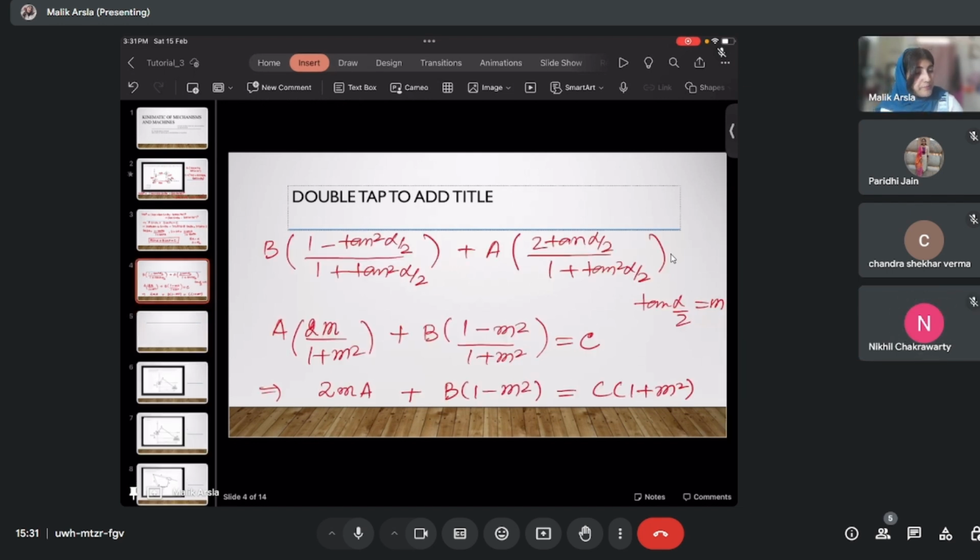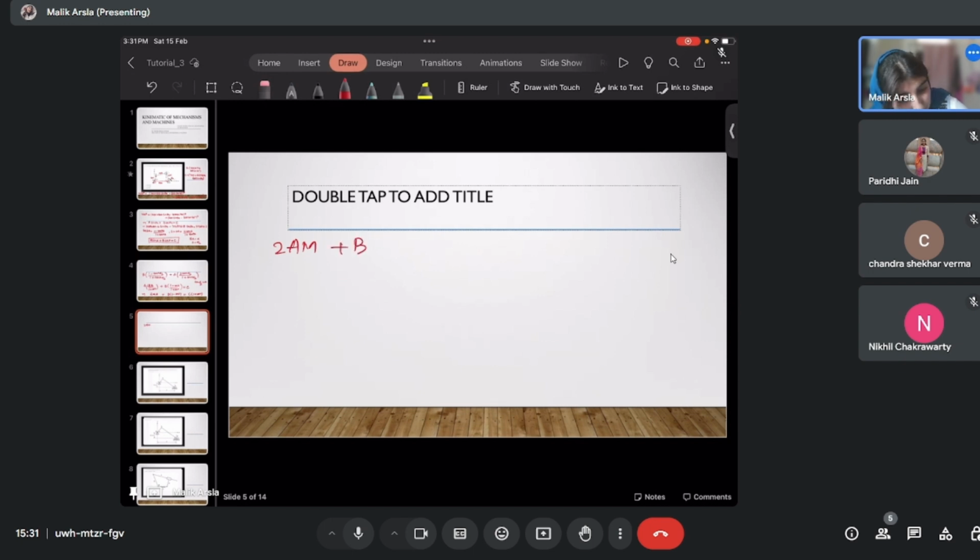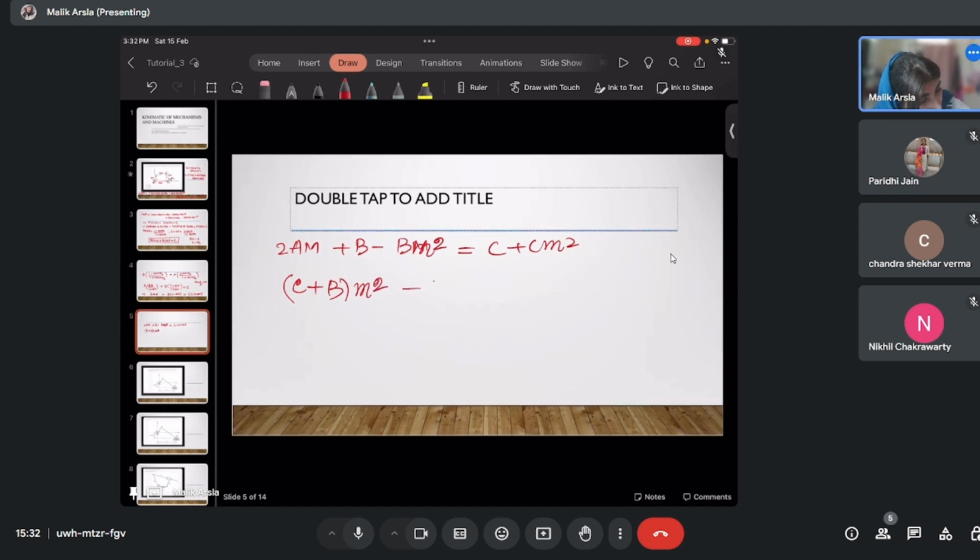Yes, ma'am. Now you can still simplify this. Okay, so you can write it as 2am plus b minus bm square is equal to c plus cm square, right? Now it is a quadratic equation in m, because obviously m is tan alpha by 2 and alpha is not known here. So you can write it as c plus b m square minus 2am plus c minus b is equal to 0.